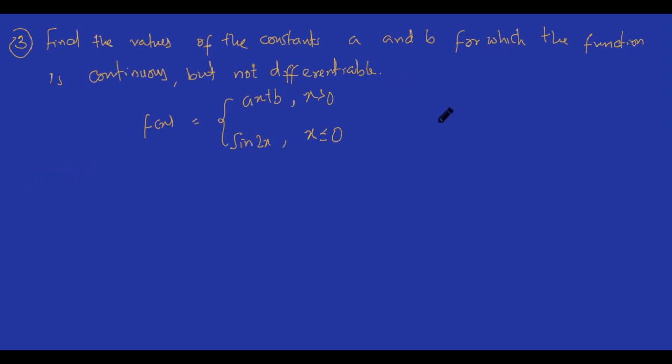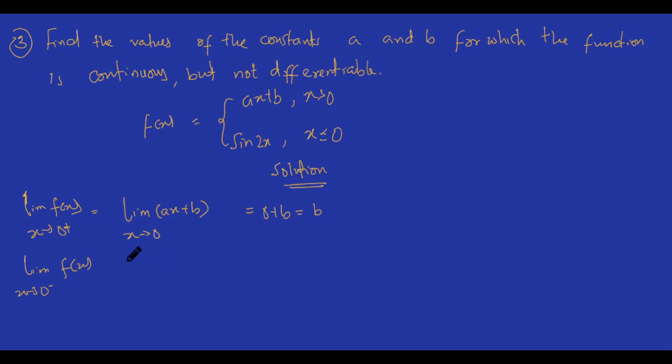So let's take a look at the conditions for continuity by evaluating the right hand and left hand limits. So the limit of f of x as x tends towards 0 from the right will be equal to the limit of ax plus b as x tends towards 0, and this is going to be equal to 0 plus b, which is b. So the limit of f of x as x tends towards 0 from the left is the limit of sine 2x as x tends towards 0. This is sine 0 and this is 0. So therefore, we have that b is equal to 0.